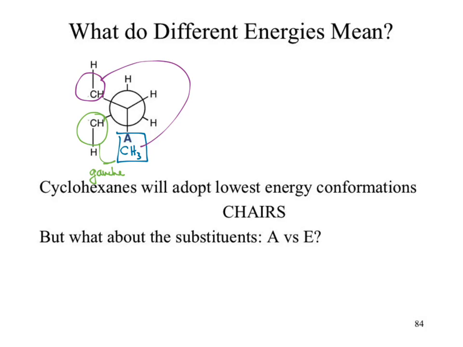Is it eclipsed? Good. Is it gauche? Good. Is it anti? No. Good. Is it staggered? No. Wait, there's another option? Yes, there's another option. For them to be staggered, they have to be attached to different carbons. They are both connected to the exact same carbon.